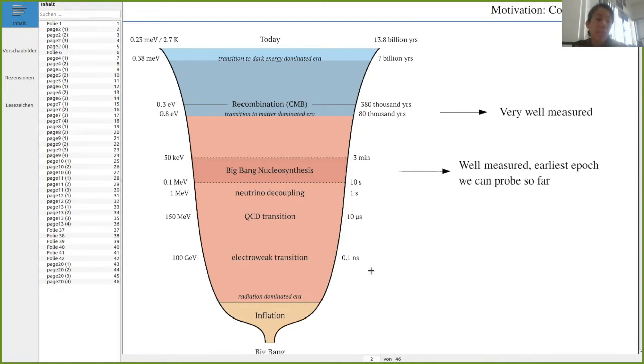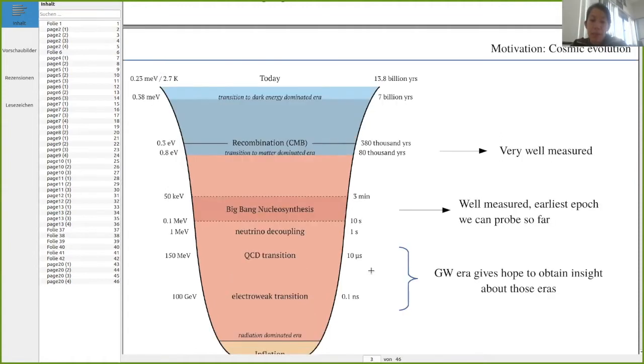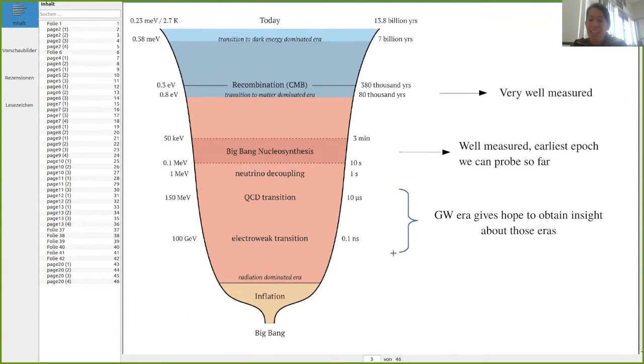If they are simply smooth events, crossovers, then the equation of state during this process still leaves a characteristic imprint on the gravitational wave spectrum of inflation. Therefore, the new era of gravitational wave measurements gives us some hope to obtain insight about these very early epochs. According to the standard model, both of these transitions are expected to be smooth events, crossovers.